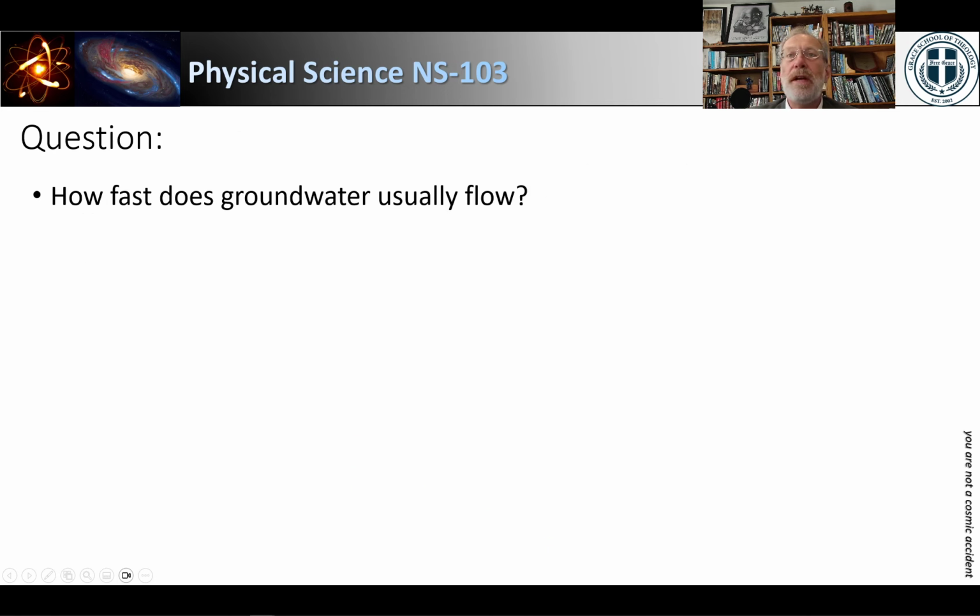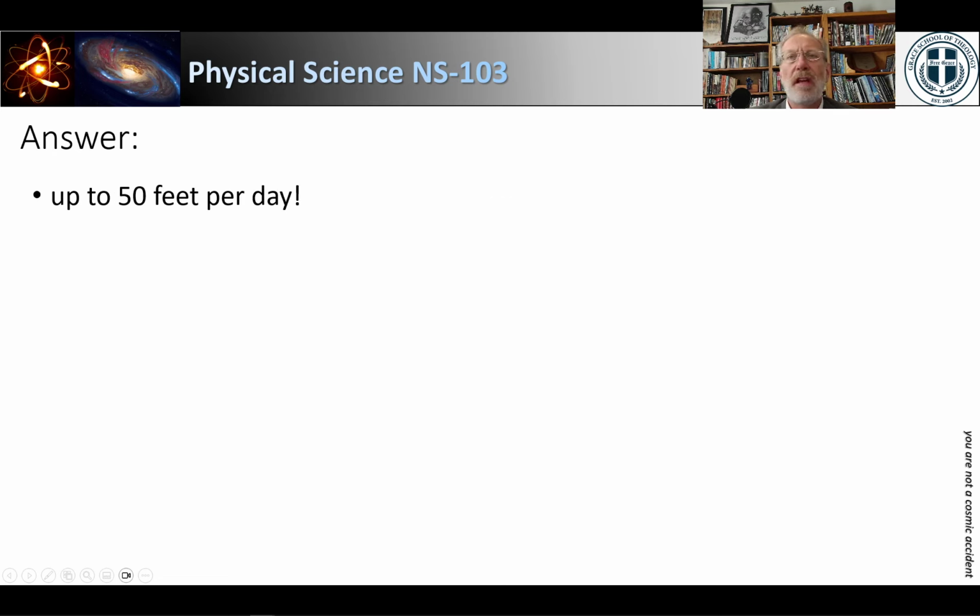So here's a question for you. How fast does groundwater usually flow? Well, a little quicker than glaciers. This stuff can move 50 feet per day.